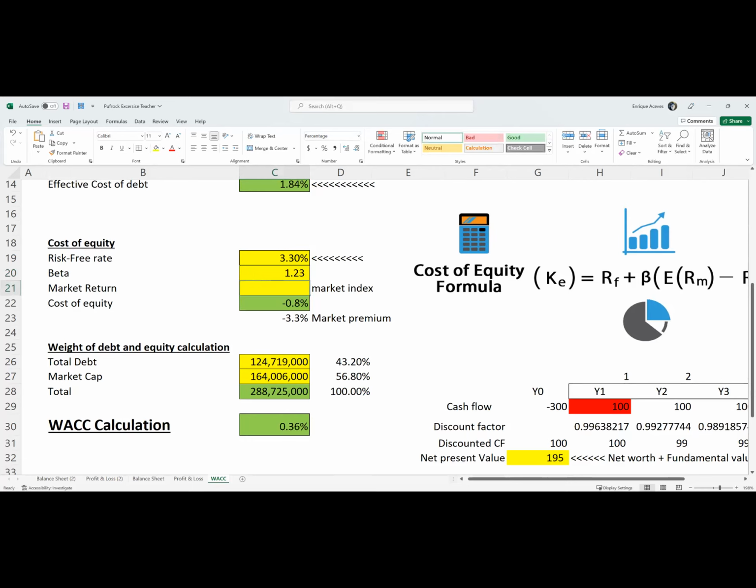And the market returns. What are the market returns? The returns that other companies offer? Should it be a percentage, the market return, or is it just a number? Percentage. Returns are always percentages. Okay.